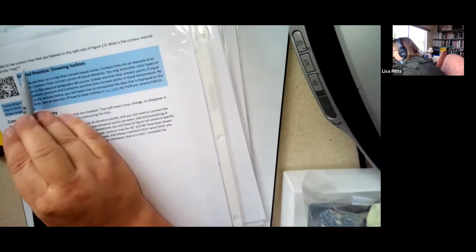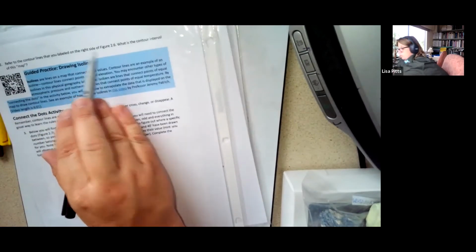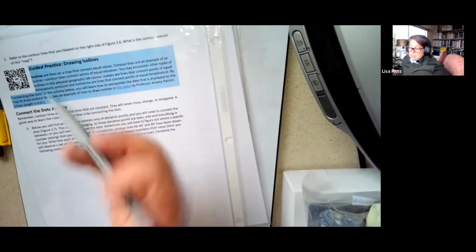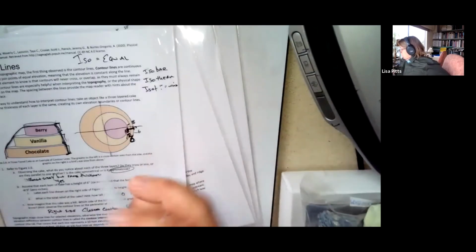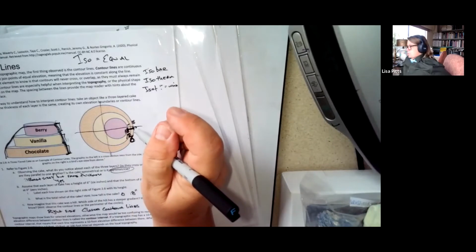And so the contour interval is not the index contours, but each contour line. Sorry, not the distance: the elevation difference between the contour lines is called the contour interval. So it says, refer to the contour lines that you labeled on the right side. What is the contour interval of this map? The easiest way to do it is just to subtract. Well, let's see, this is 6 and this is 12, so I'm going to go with 6.